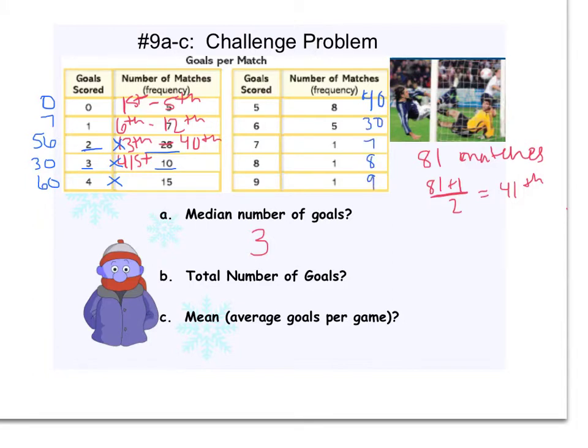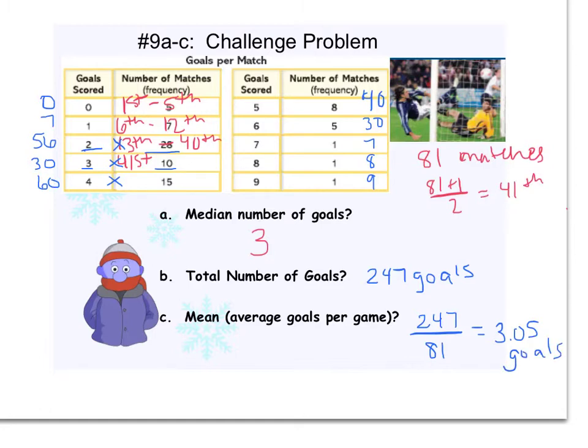and 9. Now I've got a running list here in blue of all the goals that they've scored, and I want to add those together to get a total. There should be 247 goals. Then to find the mean, the average number of goals per game, you've added up the total number of goals, and you've got to divide by how many games there were. So we're going to take 247 as our total, divided by the 81 different games, and we get 3.05 goals as the mean.